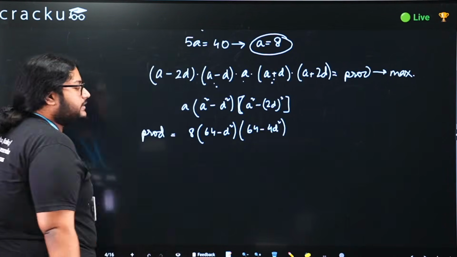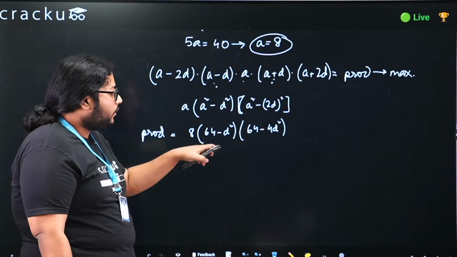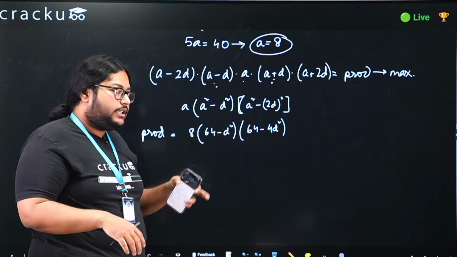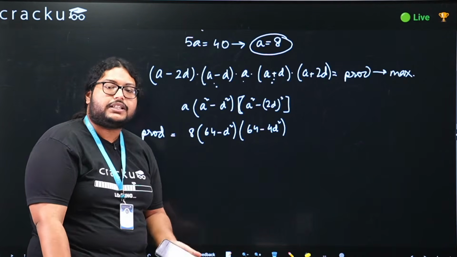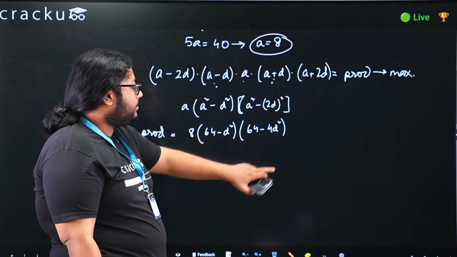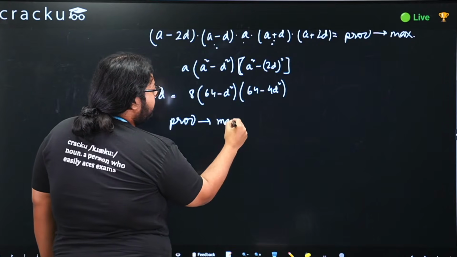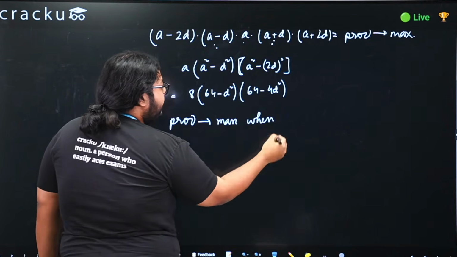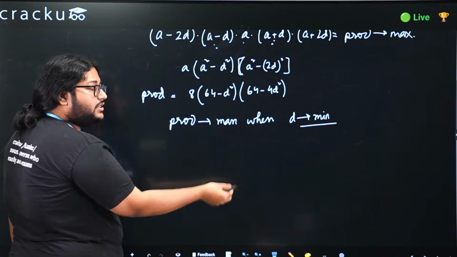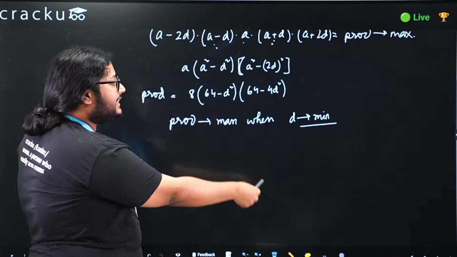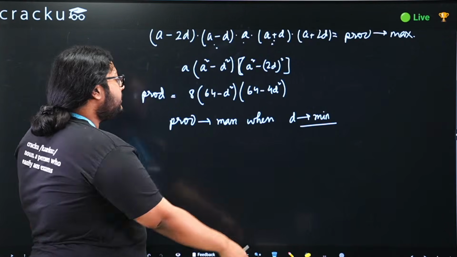We need to maximize this. When will the product be maximum here? When all these terms are at their maximum value. Now when will we get this to be maximum? The product will be maximum when d here is minimum. Why? Because d is being subtracted. The smaller the d that we subtract, the bigger this number ultimately turns out to be. So d needs to be minimum.